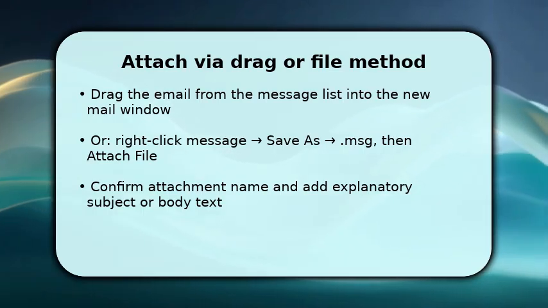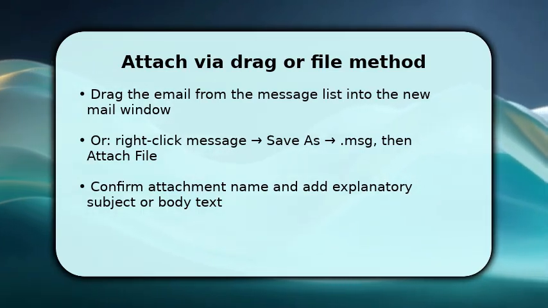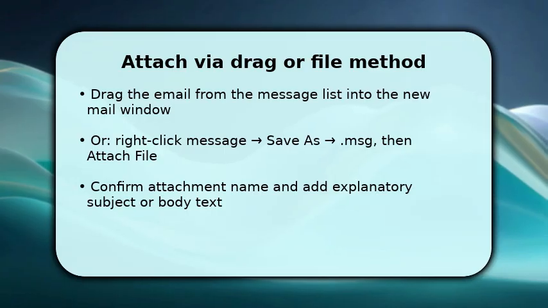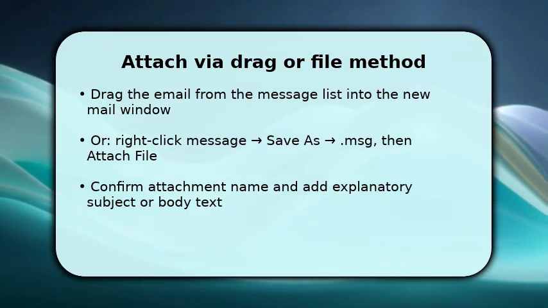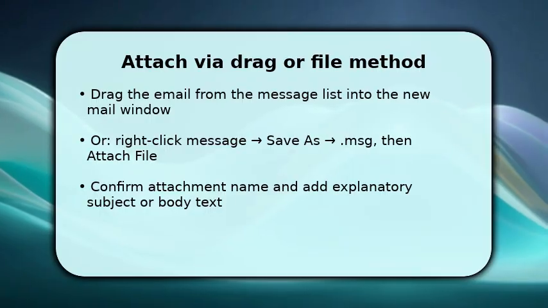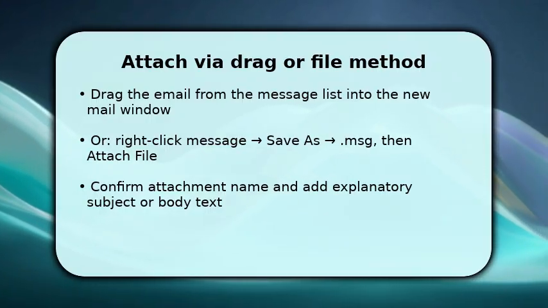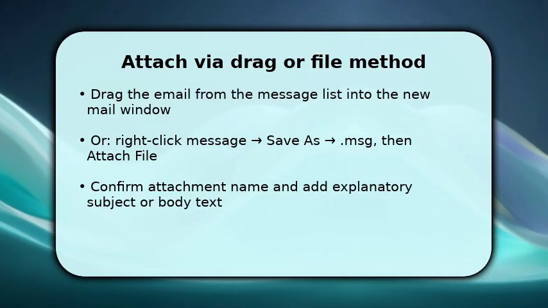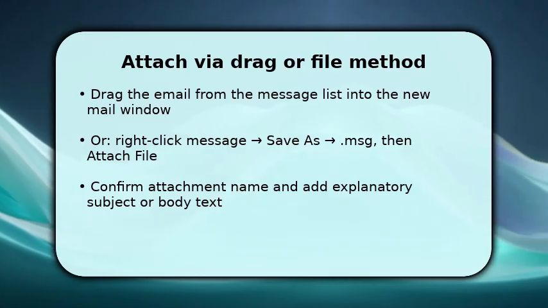Alternatively, right-click the original, choose Save as to export a MSG, then use Attach File in the new mail and select that saved file. Make sure the attachment name is clear and add a short explanation in the body so the recipient understands why you're sending the original email.